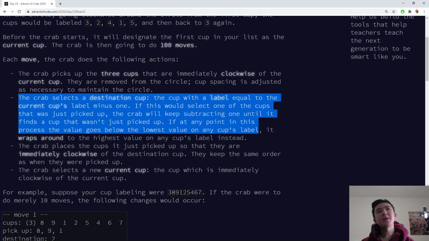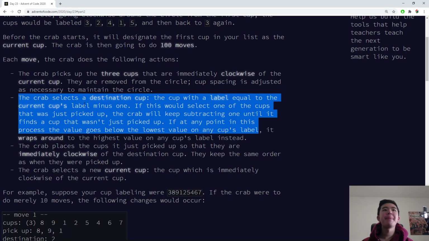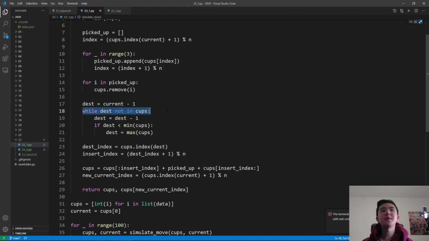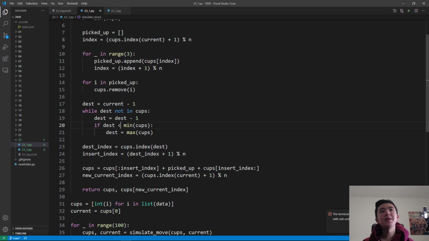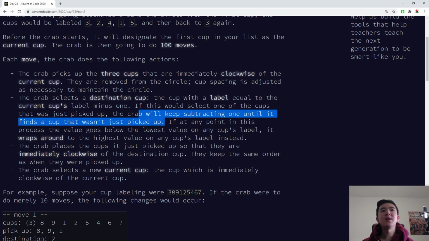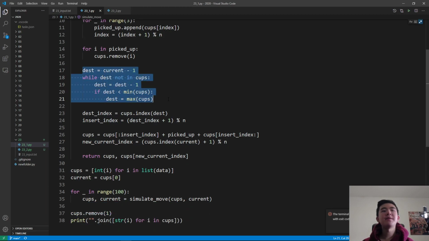The label is equal to the current cup's label minus 1. So current is the label of the current cup. We subtract 1 from that. While it's not in the list of cups, we want to decrement it by 1, because that's what it says over here. Keep subtracting 1 until it finds the cup that wasn't just picked up. If at any point it goes below the lowest value, so min cups is the lowest value on any cup's label, then it wraps around to the highest value. So it wraps around to max cups. That's the highest value in our list. So now we have a valid destination cup.